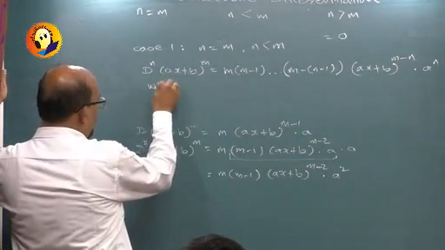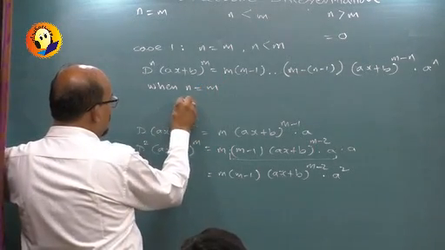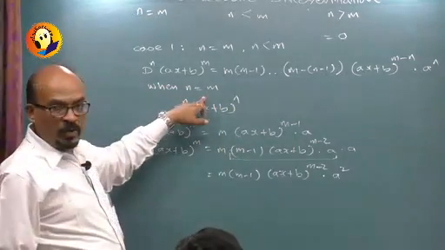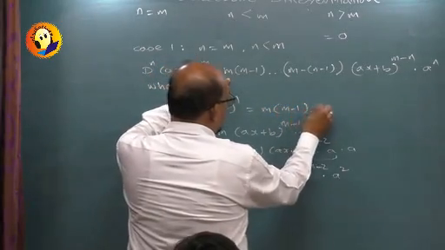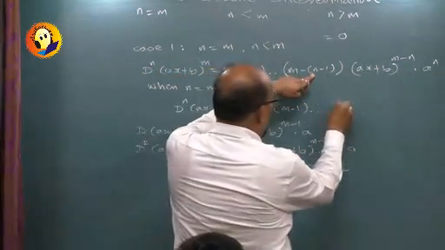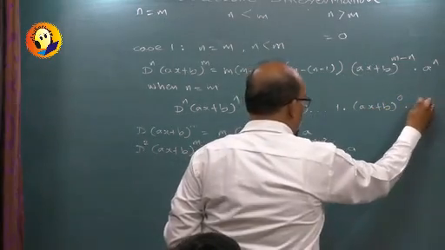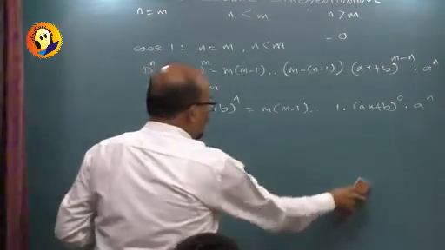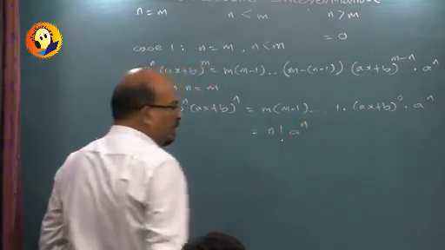And when n is equal to m, it will turn out to be d raised to n of (ax plus b) raised to n, because n is equal to m. So this will be m into m minus 1, etc., up to n minus n minus 1. So it will be up to 1. This will be (ax plus b) raised to 0, a raised to n. And so we get the formula as n factorial into a raised to n.